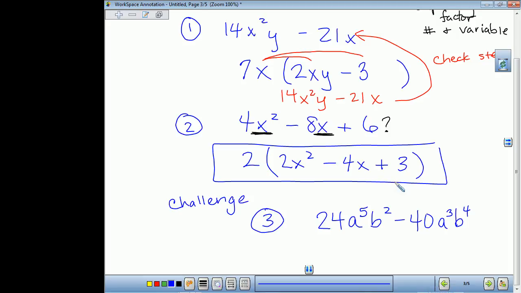The lowest exponent for A is 3, and the lowest exponent for B is 6. Okay. Now you do the variables. The lower exponents, we've got 5, we've got 3. So we're gonna go 3. Okay, now let's look at these. We've got 2 and we've got 4. So let's go below 2. 24 divided by 8. All that's got to go out.